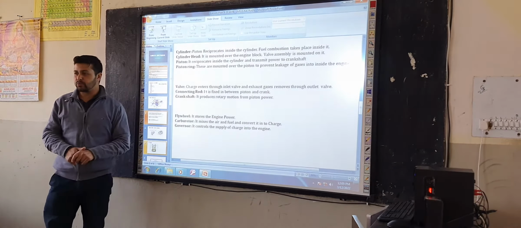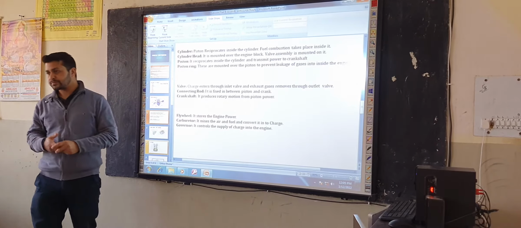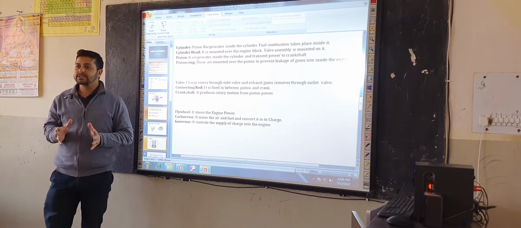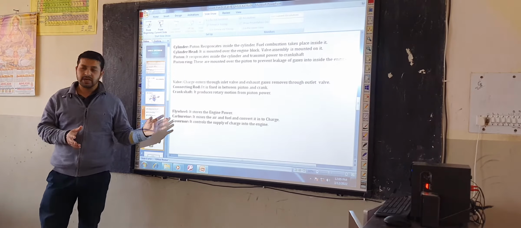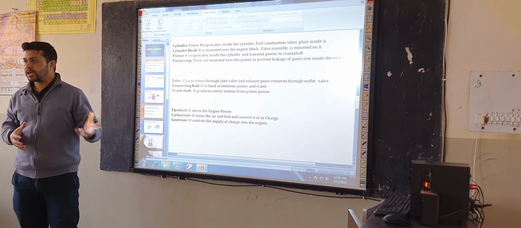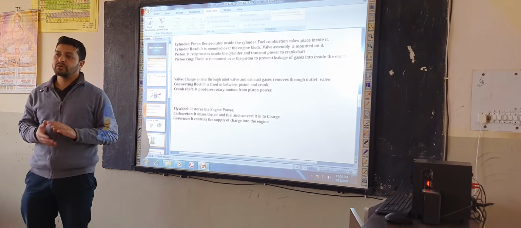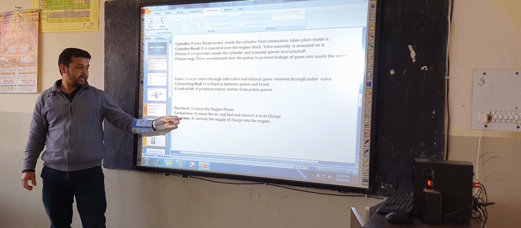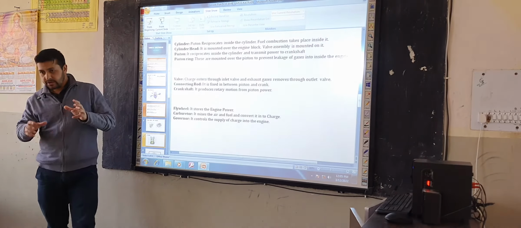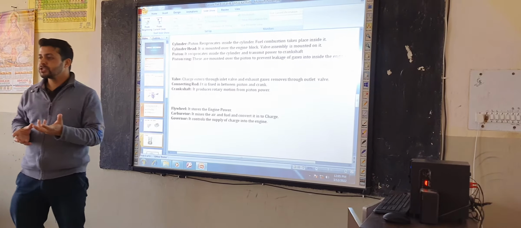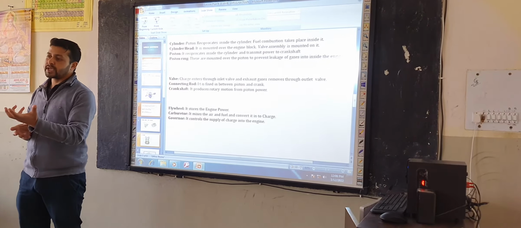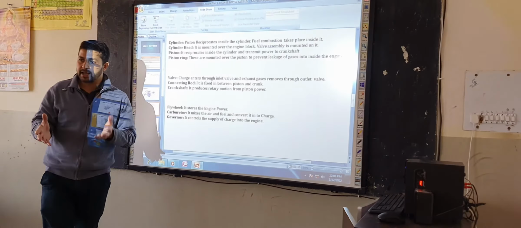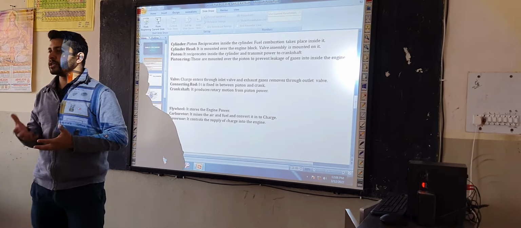And next one is carburetor. The function of carburetor is to create or produce the charge. The charge, in actual terms, is a mixture of air and fuel. Carburetor is very important for an engine because if you have fuel, without air or oxygen we cannot work it. For the combustion we need a proper mixture of air and fuel.